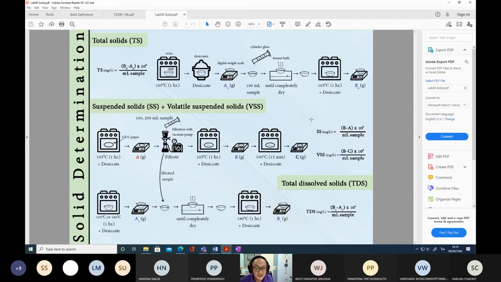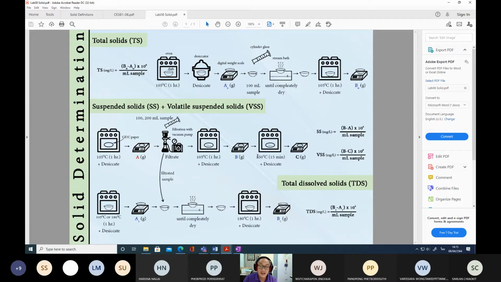VSS is nothing but B minus C, because after burning at 550 degrees Celsius, all the volatile solids will be gone. That is why B is greater than C. So we measure it like this. This is how we determine the suspended solids and volatile solids. If you only want to determine suspended solids and you are not interested in volatile solids, you just stop the process here, at B.